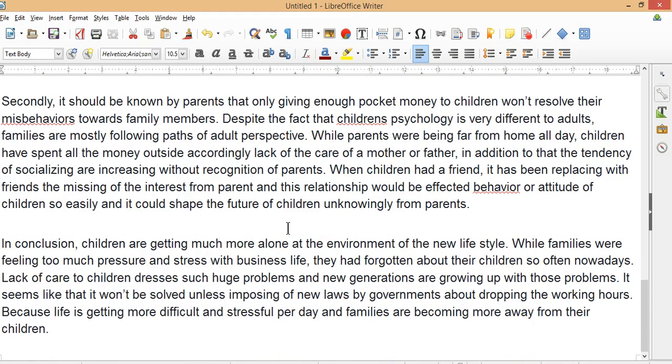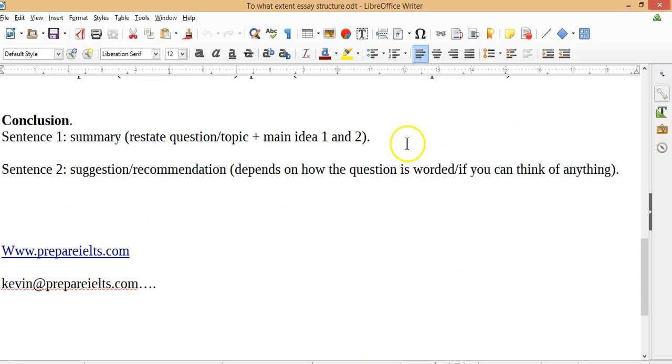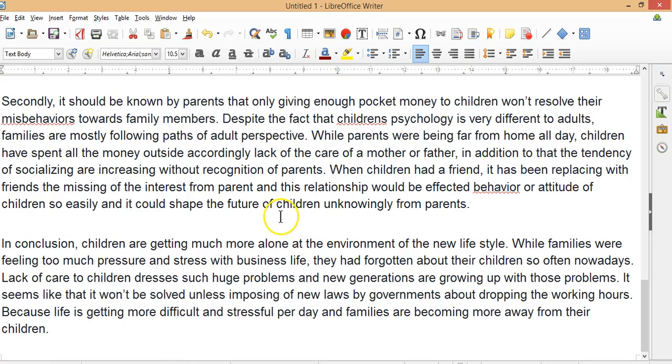Okay, now conclusion. All that you basically do here, you just restate the question and your main ideas. You can make a recommendation if you've got time. If you don't, that's fine. Let's have a look. In conclusion, our children are getting much more alone at the environment. What's this? In the environment of the new lifestyle, I don't know. While families were feeling too much pressure and stress with business life, they had forgotten why we're using past perfect. They had forgotten about the children's health nowadays. Lack of care to children, new generation, these worst problems.